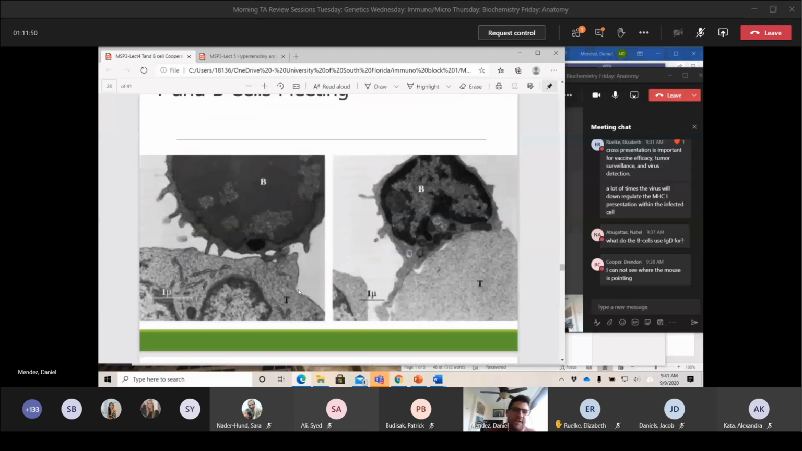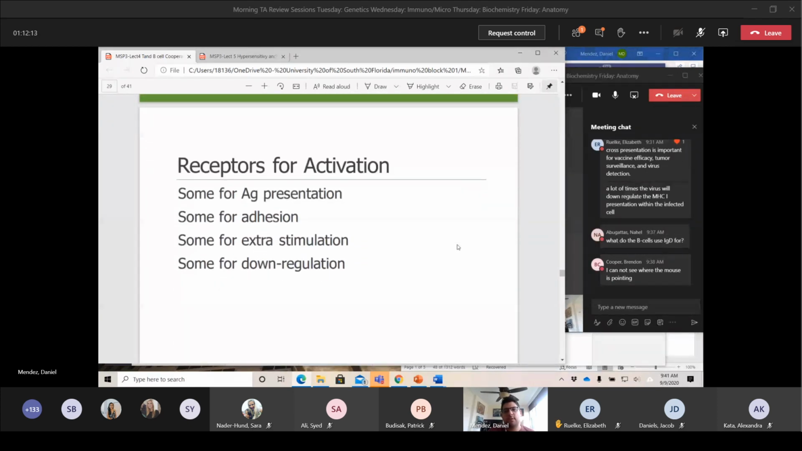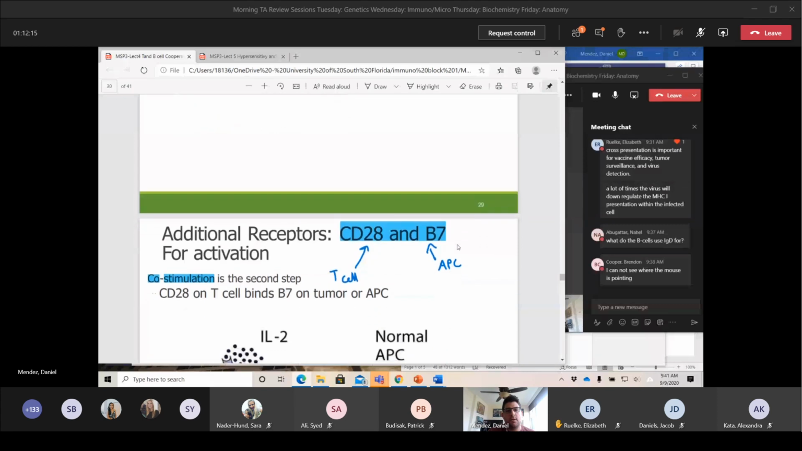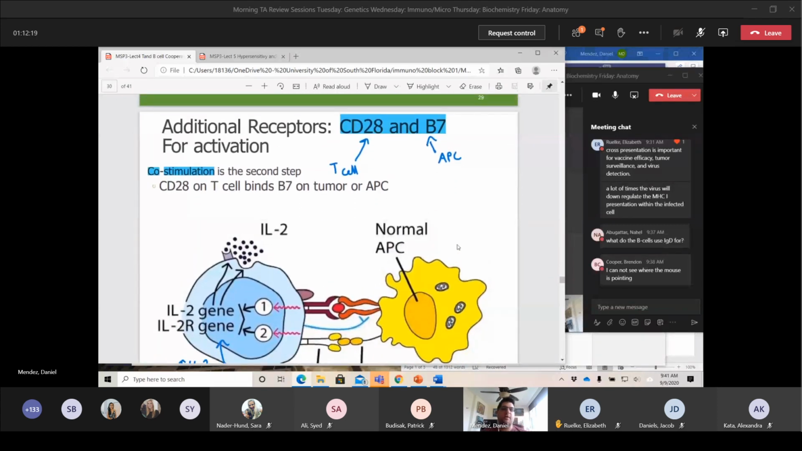So this is what it actually looks like in an electron micrograph. It's called a SMAC complex. It starts with the first receptors here, and once these receptors bind, all of the other receptors start to attach. This allows for transfer of different peptides to go across and allows for different signals to be sent. So it allows for those co-stimulatory signals. This is the co-stimulatory signals we were talking about. These signals are very, very important for the immune response.